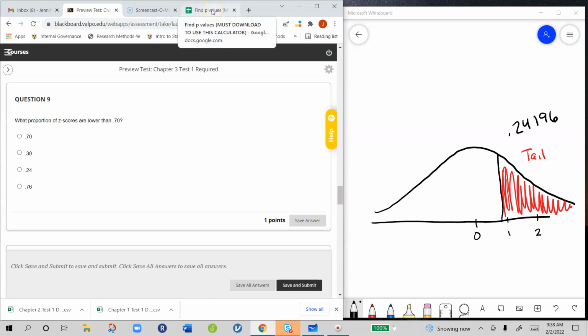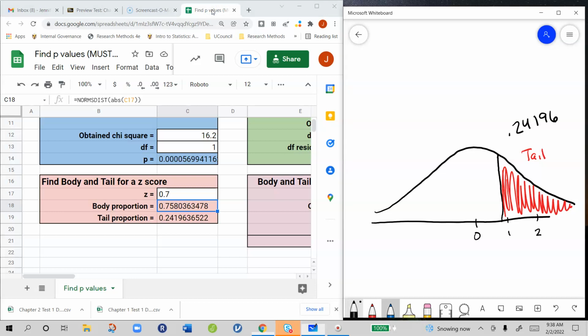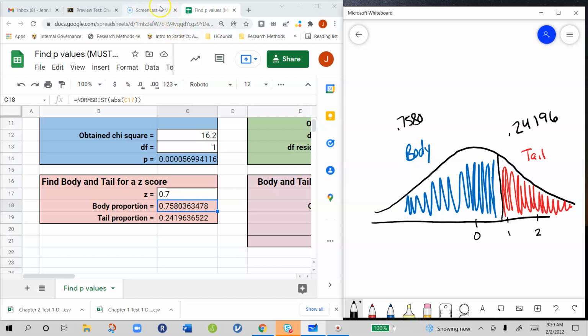So now we go back to the p-value calculator, and here we're interested in everything lower than 0.7, so this would be the body. This would be the body that we're looking at, and in this case the body is 0.7580. And note that the body and tail together add up to 1, or 100% of the scores are under that distribution there.